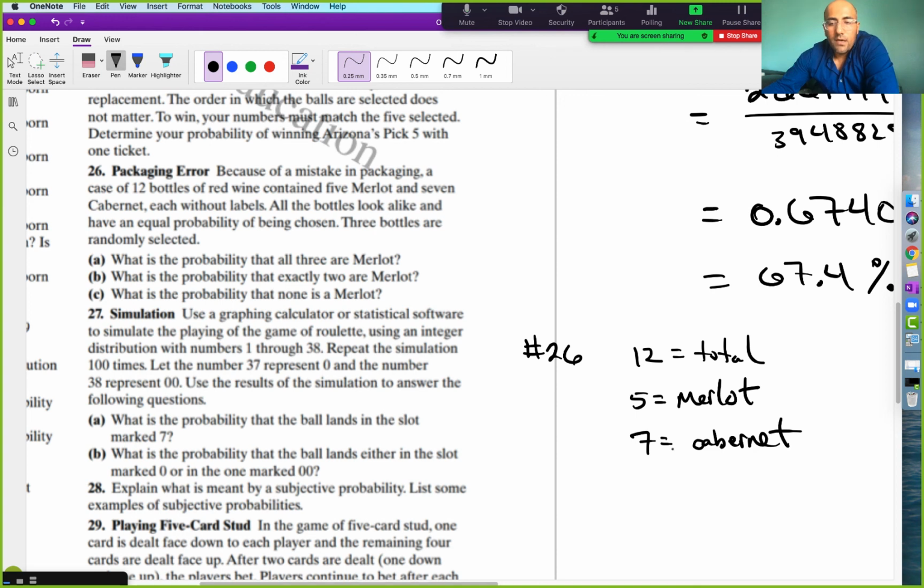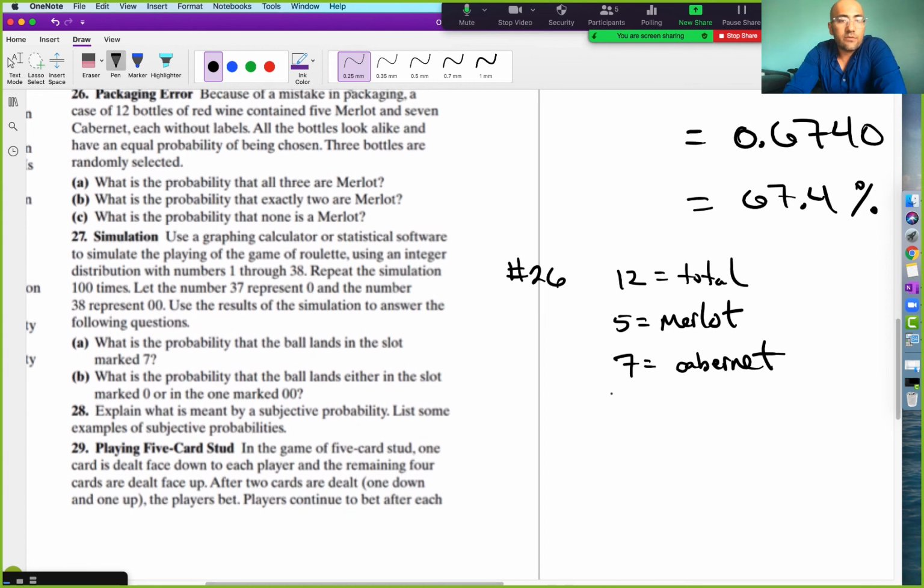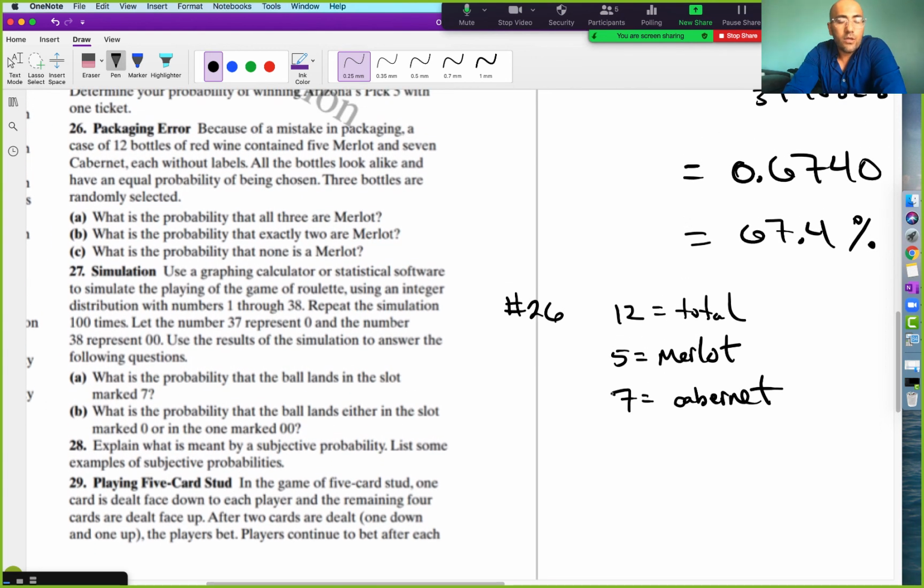Okay. And then they look identical. The labels are all mislabeled. They look the same, the color's the same, the bottle looks the same. So when you randomly pick one from there, it's hard to tell which one's which. Okay, so we want to know what is the probability that when 3 of them are selected that all 3 are Merlots. You don't have any order or anything going on here. So we want to find the probability that we got 3 Merlots.